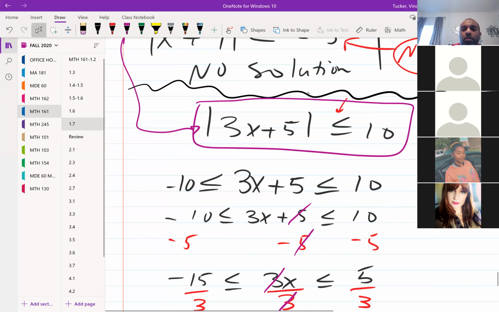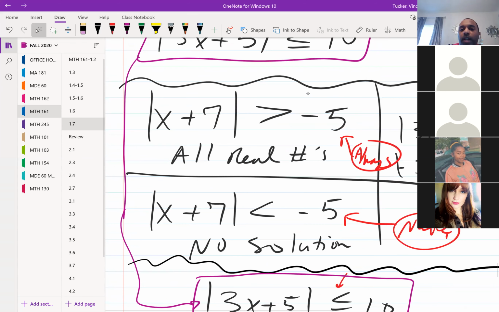All right, so going back to your classmate's question, great question. Don't forget, the result of an absolute value will always be positive. So if I ask myself, when is the absolute value of x plus 7 greater than negative 5? The answer is always. So your answer is going to be all real numbers. If you're comparing the absolute value of a quantity to a negative and you want to know when is it greater than negative 5, the answer is all real numbers.